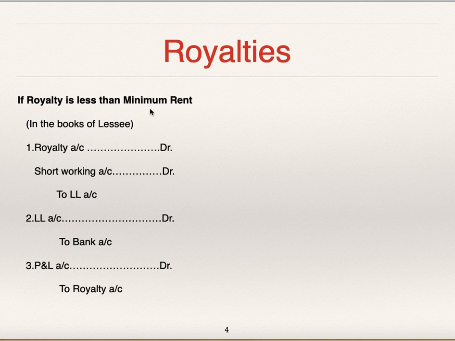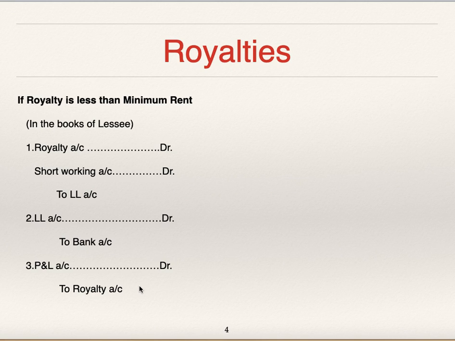If royalty is less than minimum rent, that means minimum rent is more, royalty is less, and the difference between minimum rent and royalty is known as short working. Entries in the books of lessee are: royalty account debit, actual amount of royalty, short working account debit, difference between minimum rent and royalty, to landlord, landlord to bank, and profit and loss account debit to royalty.